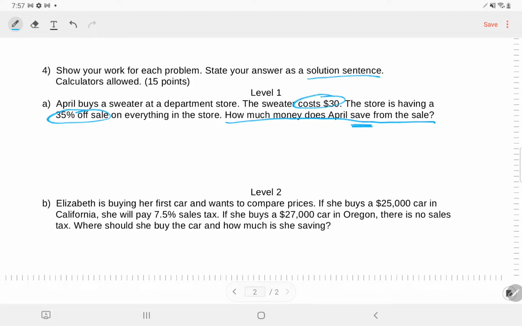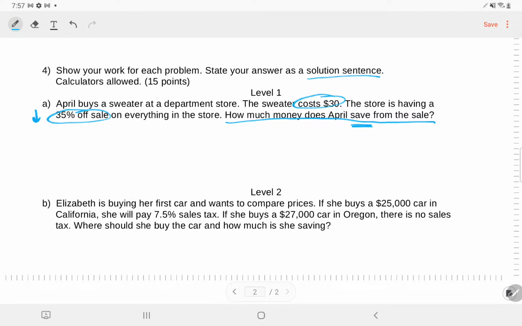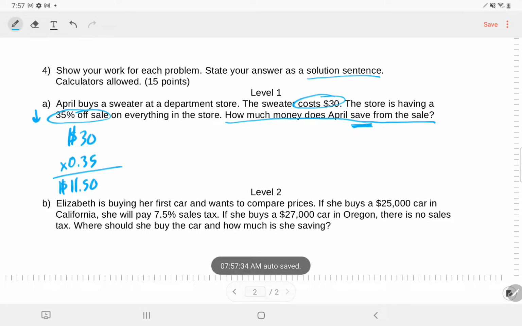Keyword is save. So it costs $30 and 35% off sale. So sale means the price is decreasing. With that said, we're going to take $30, which is our original price, and multiply that by 0.35 because we want to figure out how much April is saving from the sale. So that ends up being $11.50 when you multiply that out. That's how much she's saving. Okay, April saves $11.50.